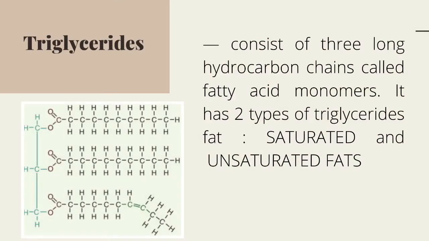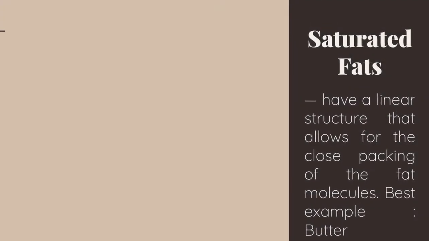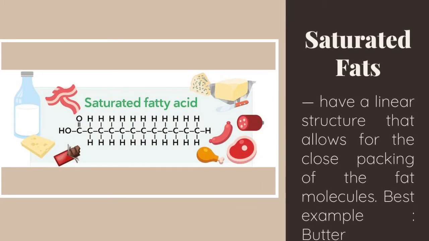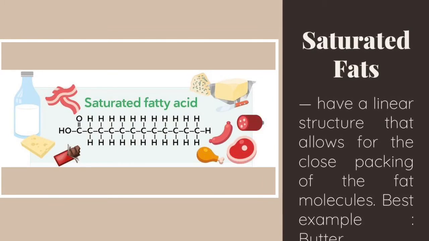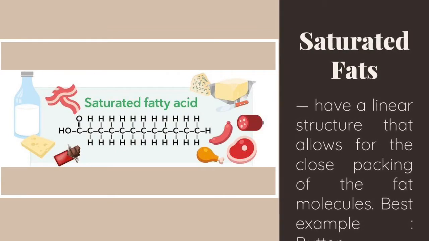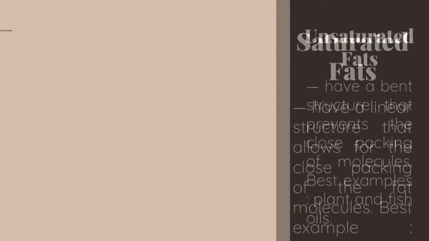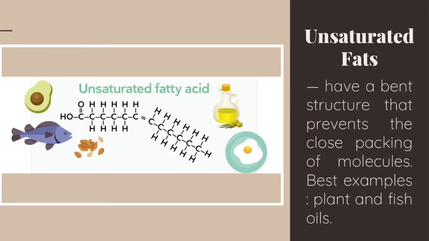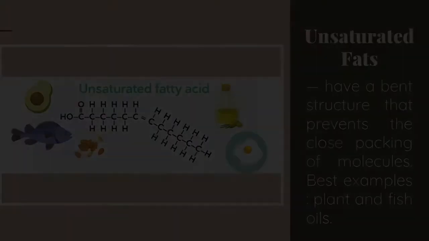Triglycerides. Triglycerides consist of three long hydrocarbon chains called fatty acid monomers, and there are two types of triglyceride fats: saturated and unsaturated fats. Saturated fats have a linear structure that allows for close packing of the fat molecules, and the best example is butter. Unsaturated fats have a bent structure that prevents the close packing of molecules. The best examples are plant and fish oils.